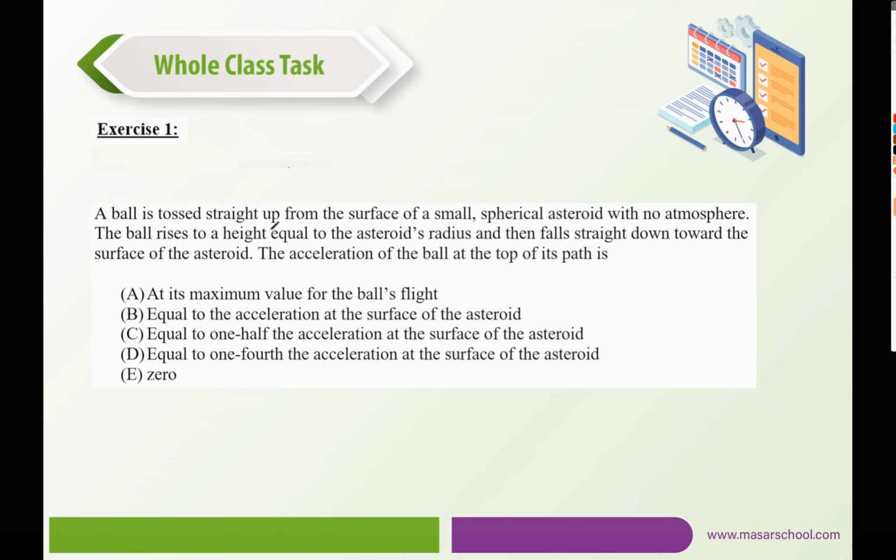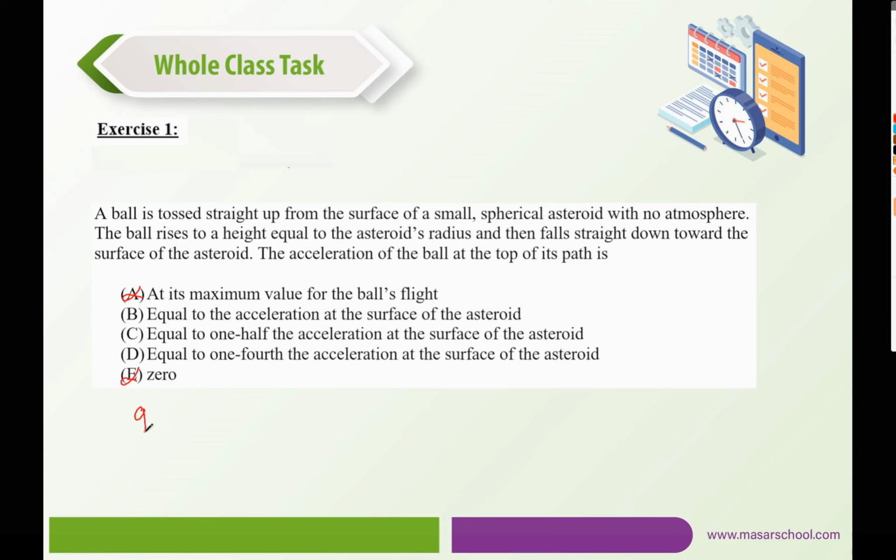A ball is tossed straight up from the surface of a small spherical asteroid with no atmosphere. The ball rises to a height equal to the asteroid's radius and then falls straight down toward the surface of the asteroid. The acceleration of the ball at the top of its path is at its maximum value. Now we can directly eliminate potential answers that are wrong. No, it's not maximum, because as we go away from the asteroid, the gravitational acceleration will decrease. It's not zero. So it seems that we need to calculate g.